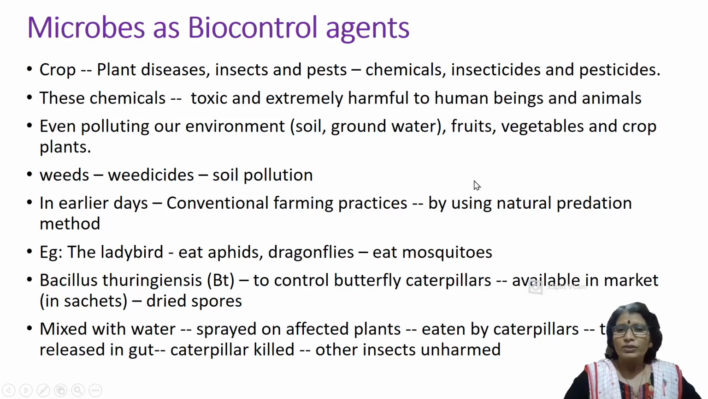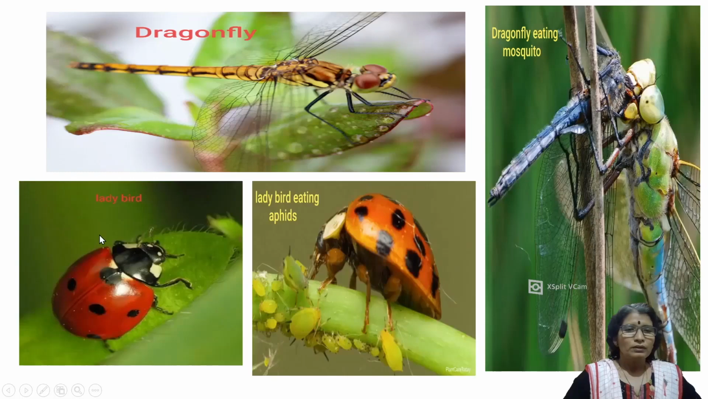They used the natural predation method. The best example for the natural predation method is the ladybird, a small insect. This ladybird generally eats aphids. These aphids attack many fruit, vegetable and flowering plants. Especially the mandara plant is commonly affected by these aphids. In this way, by using harmless insects, we can kill the harmful insects.